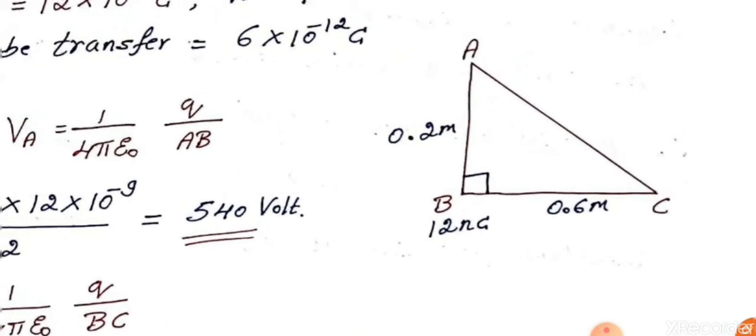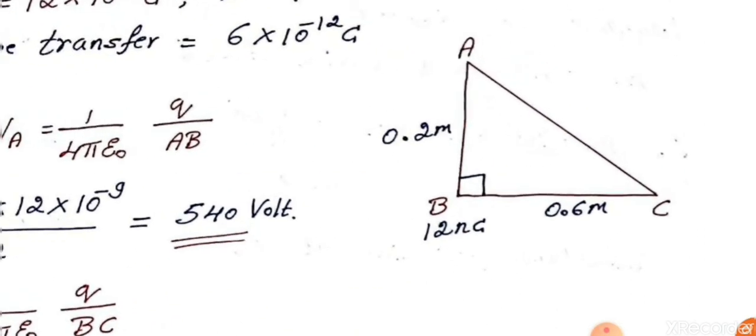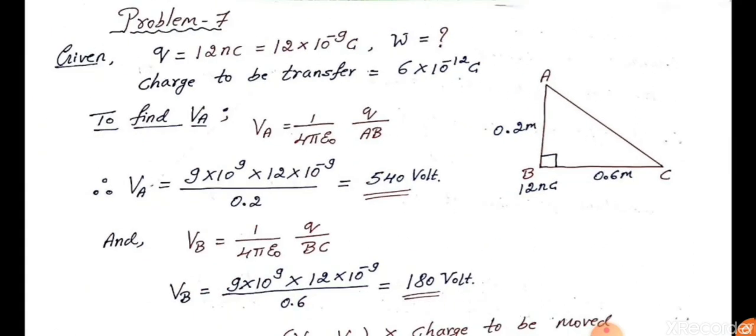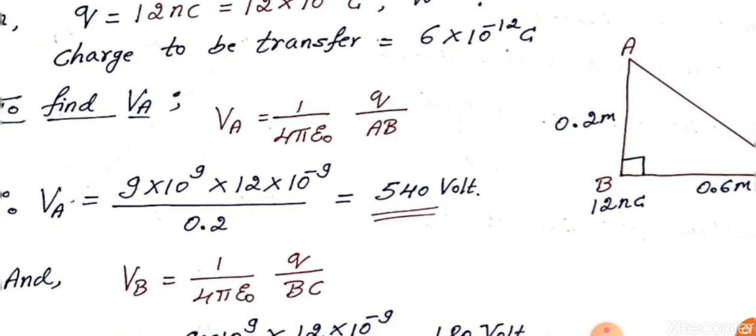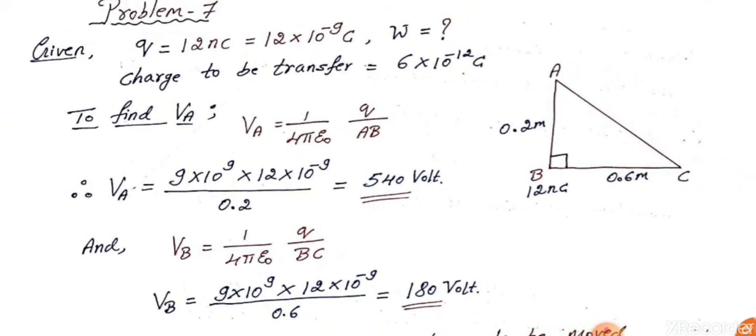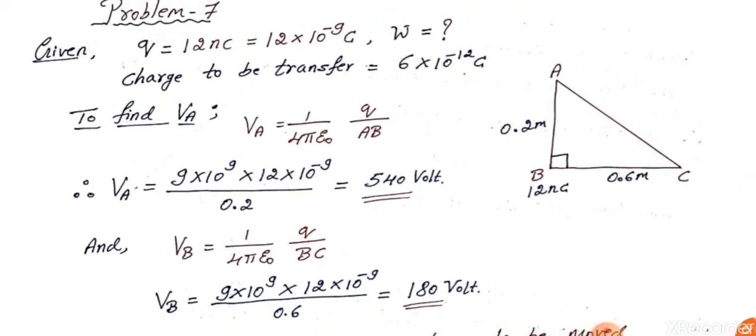The point from C to A. We have to find how much work is required. The charge to be transferred is 6 picocoulomb. Pico means 10 power minus 12, so it is written as 6 into 10 power minus 12. First find out the potential at point A due to the 12 nanocoulomb charge at B.